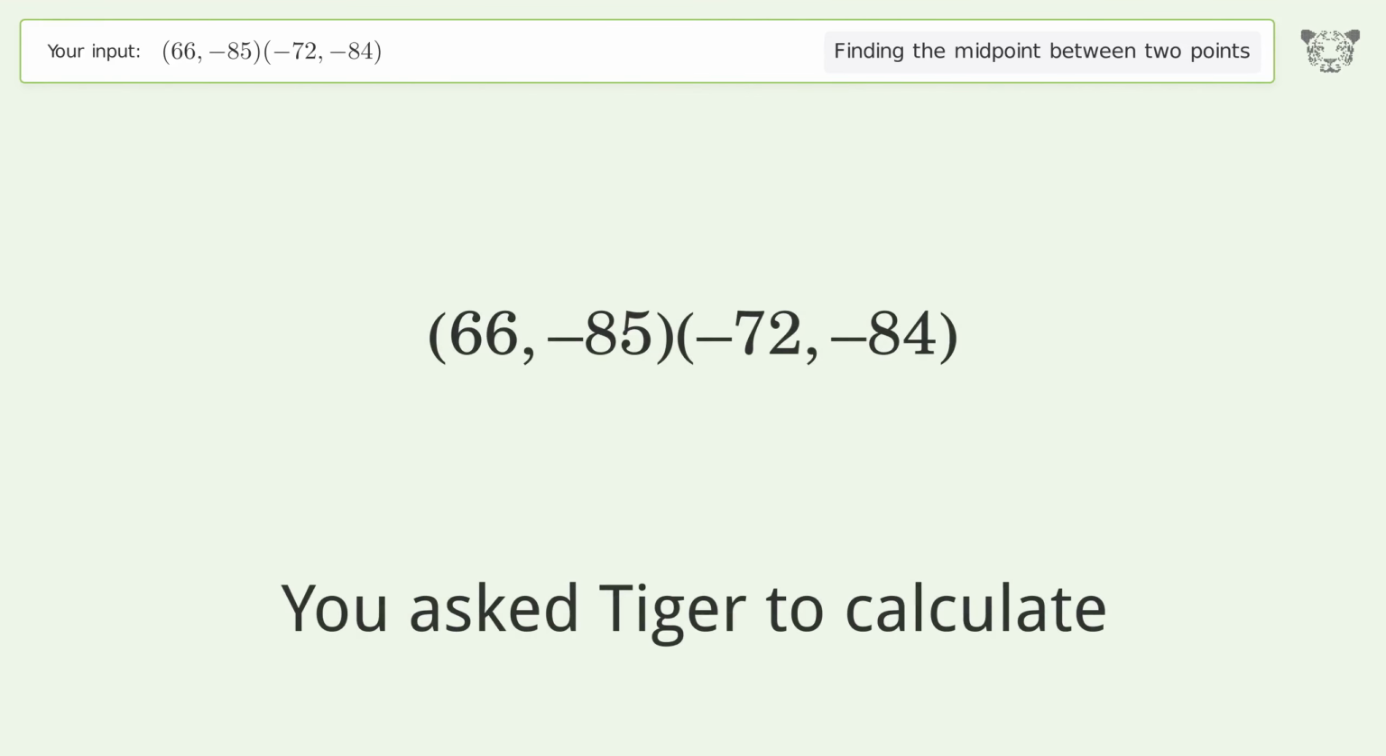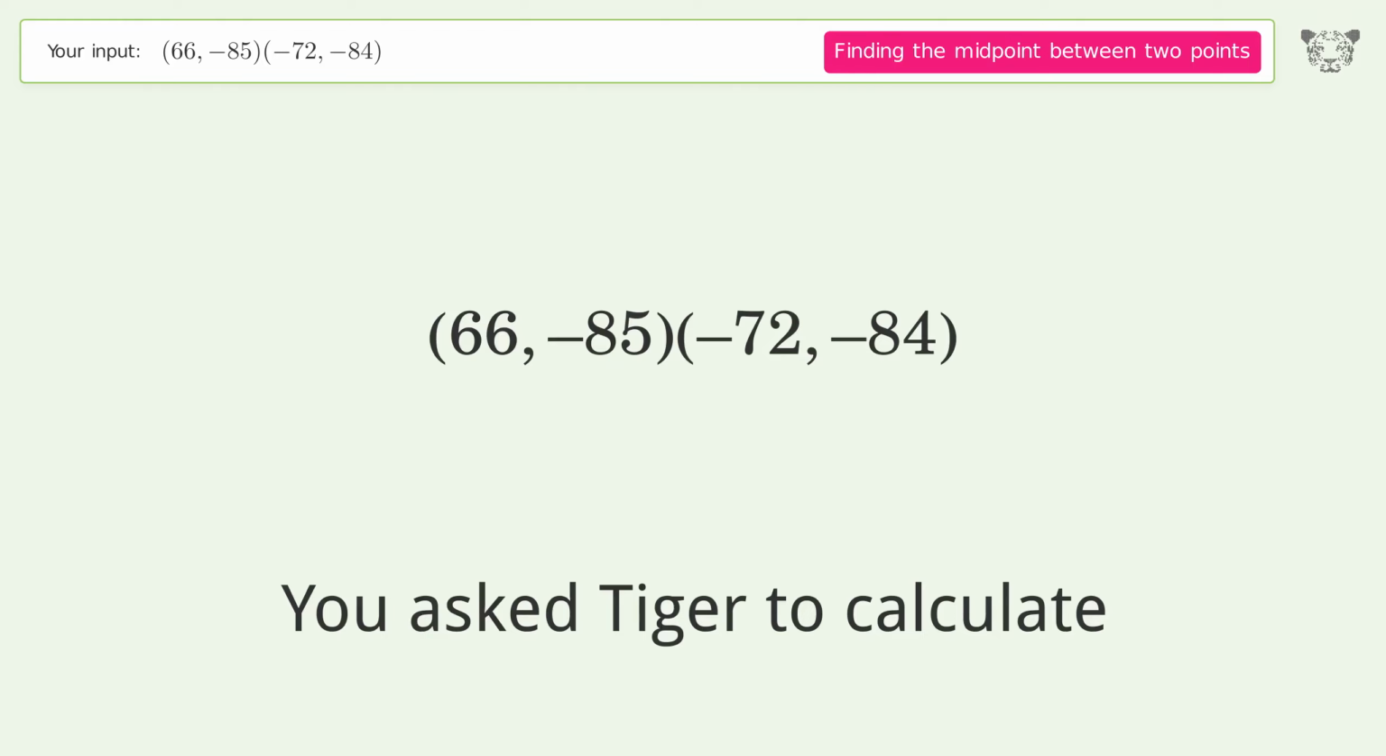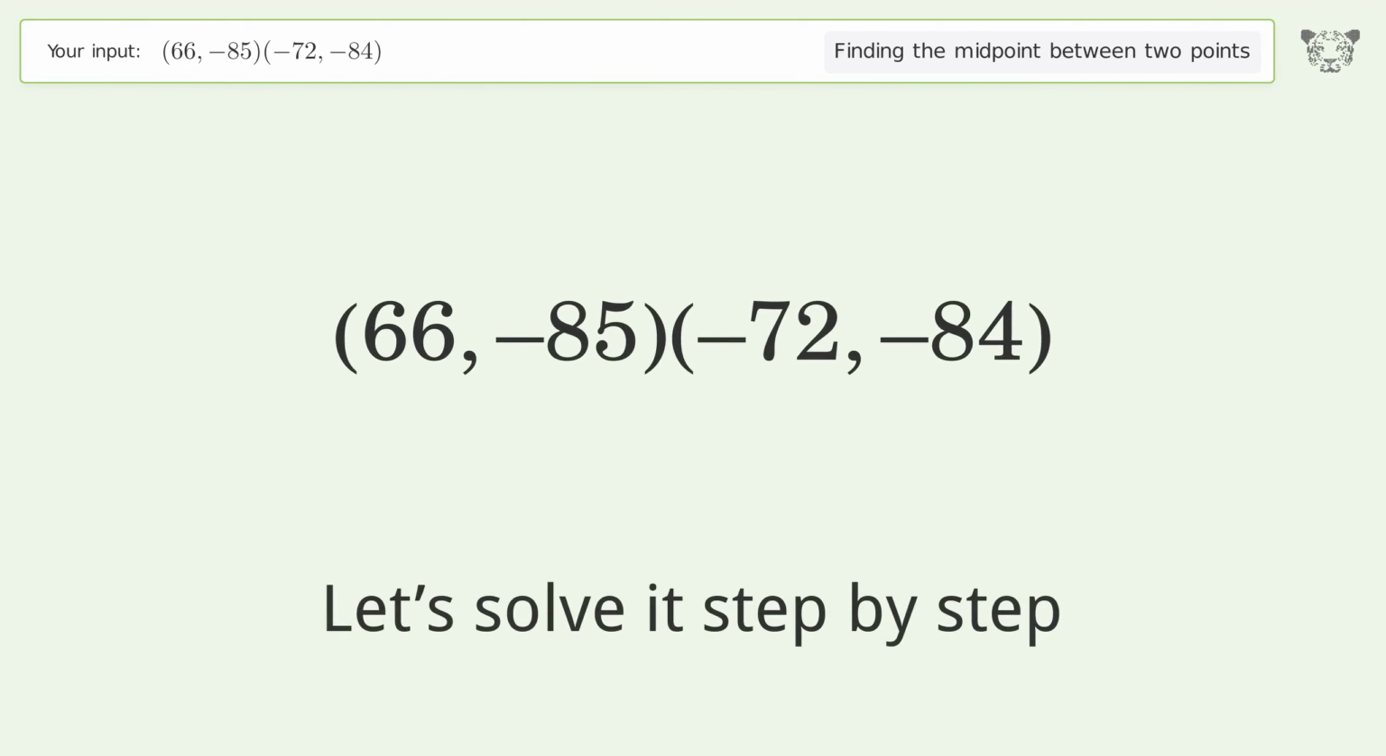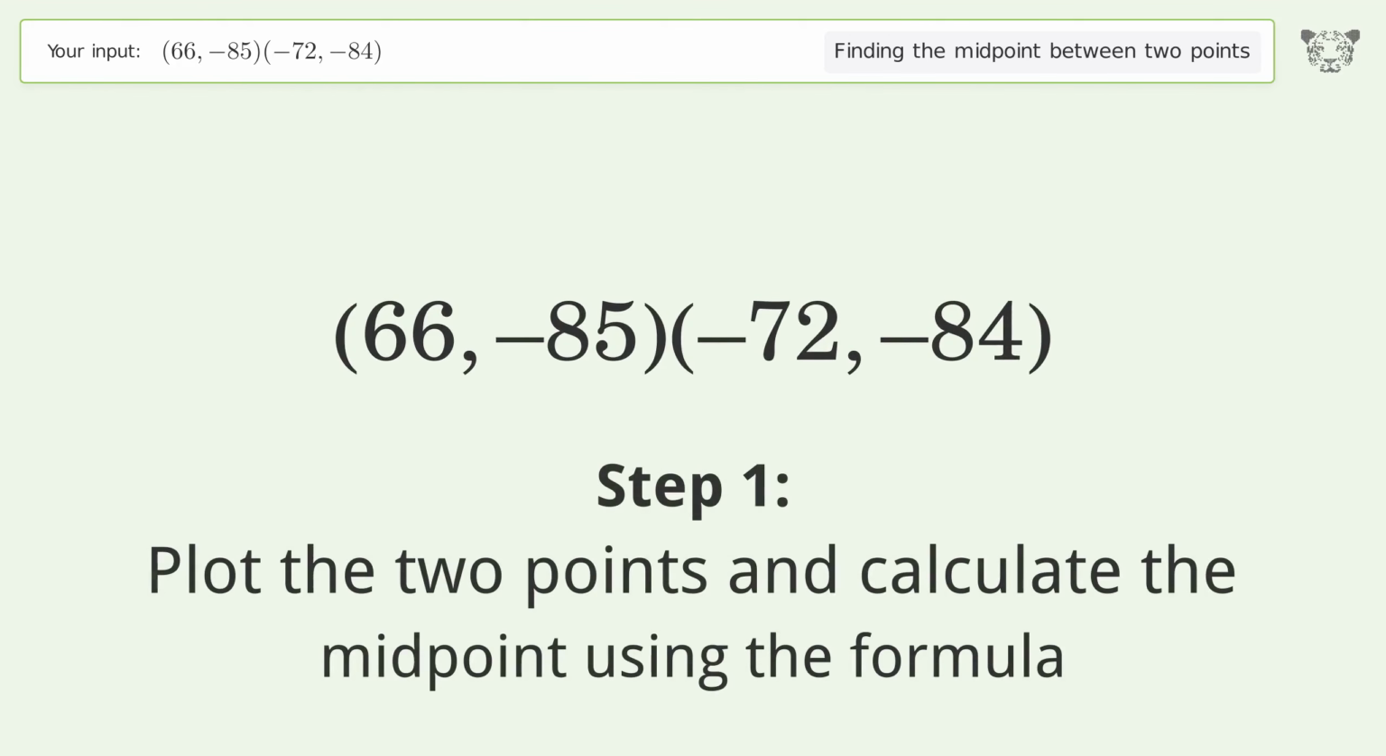You ask Tiger to calculate. This deals with finding the midpoint between 2 points. The midpoint between the 2 points is -3, -84.5. Let's solve it step by step. Plot the 2 points and calculate the midpoint using the formula.